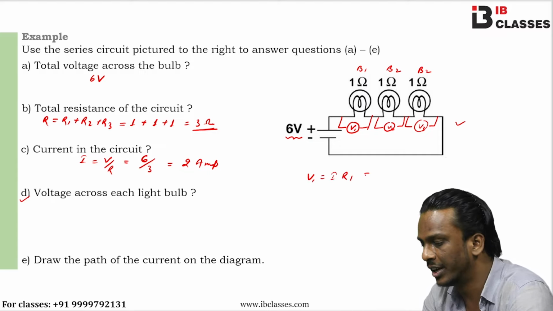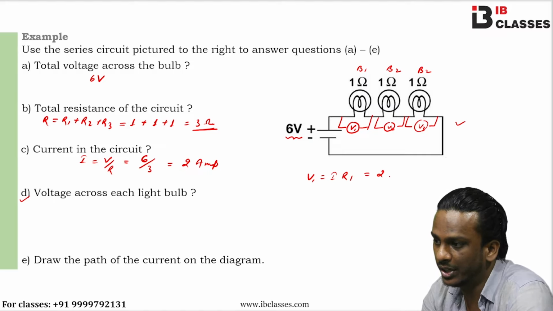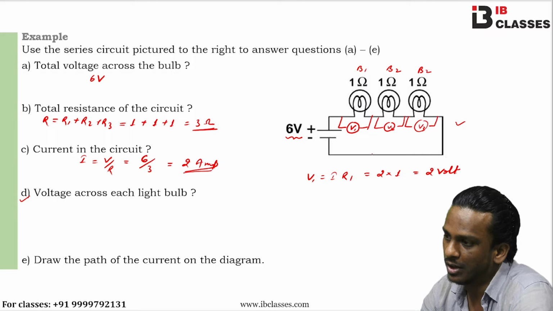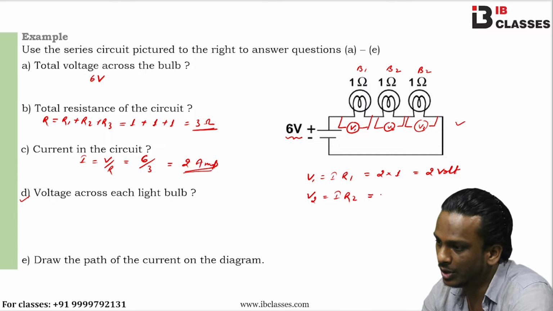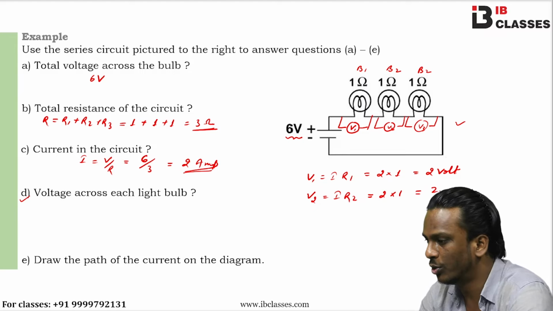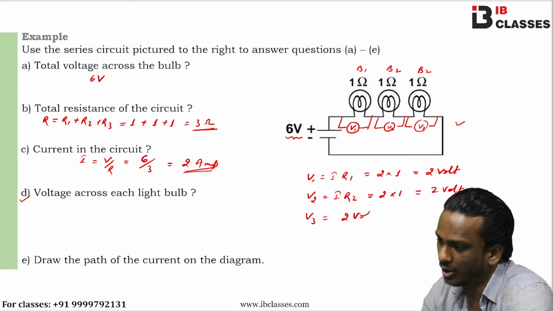What is the amount of current flowing through the circuit? The current flowing through the circuit is 2 ampere, which we have already calculated. Into R1, which is 1, we get 2 volt. Similarly, the voltage across bulb 2, V2, is equal to I R2, which is 2 into the resistance, again 1 ohm. It will be 2 volt in total. Similarly, after calculation of V3, once again you will get 2 volt.